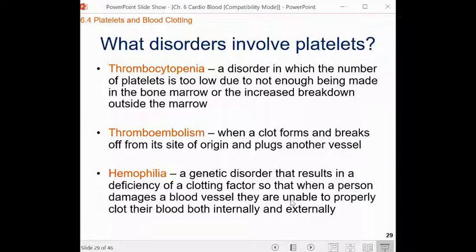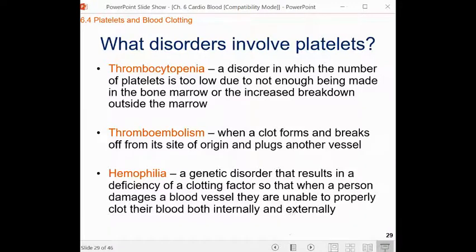You can have a thromboembolism, and this is when a clot forms, which a clot in a little spot, maybe in your leg, isn't a big deal. But if it breaks off, it can plug a really important vessel. It can happen in like one of your coronary arteries or in the brain. And this is where you end up having someone pass away from it or have extreme damage from it.